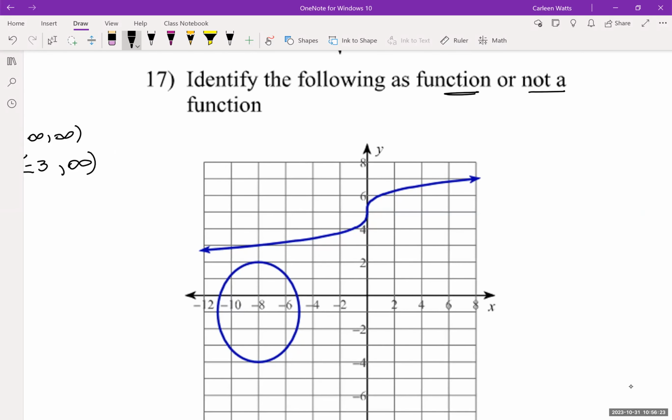Function or not a function. I apologize, I was trying to save space and I put 2 problems on this graph. How do you tell if it's a function or not a function? You do the vertical line test.